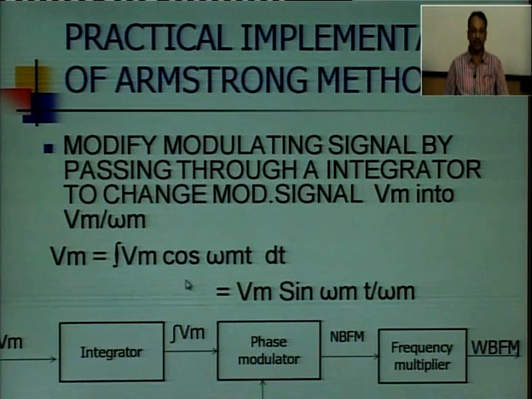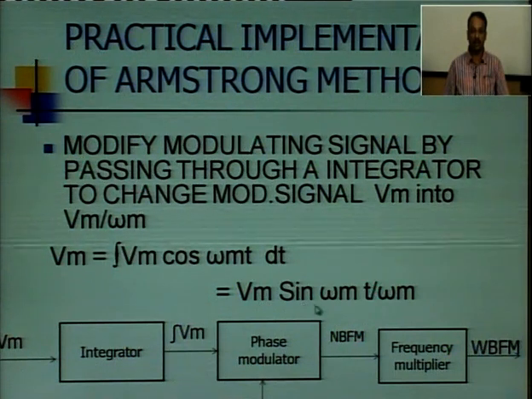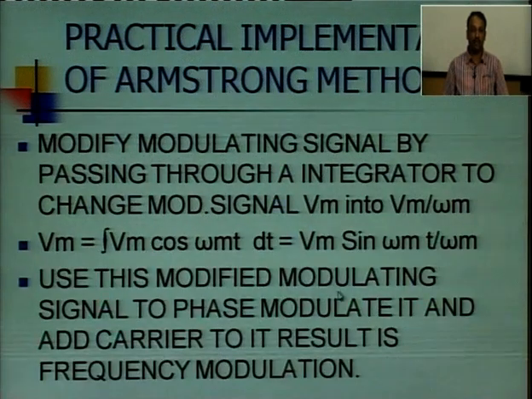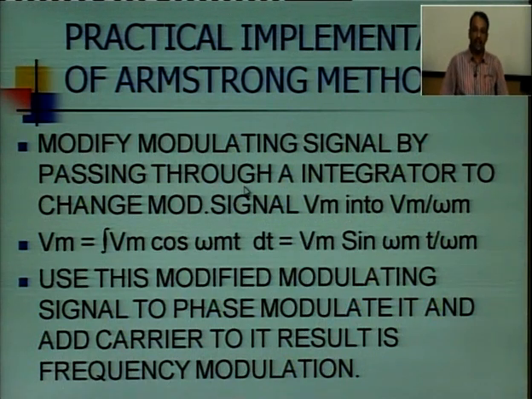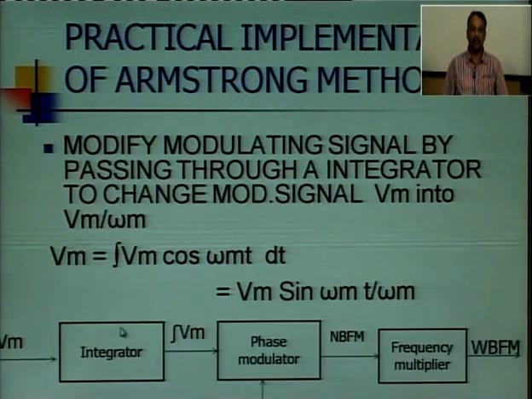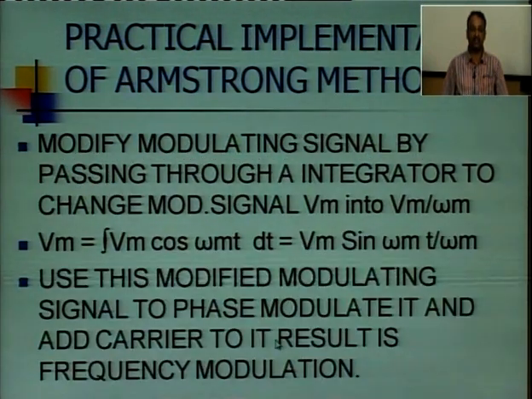So, Vm is modified. Vm is integrated: the integral of Vm cos omega t dt gives Vm sin omega t divided by omega m. So, in place of Vm, we get Vm upon omega m. Modify the modulating signal by passing it through an integrator to change the modulating signal Vm into Vm upon omega m. Use this modified modulating signal to phase modulate the carrier, that is crystal controlled carrier.